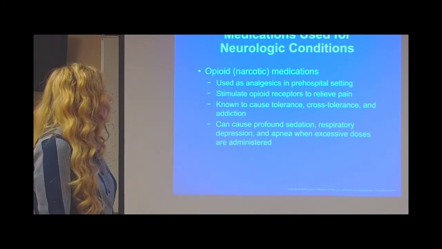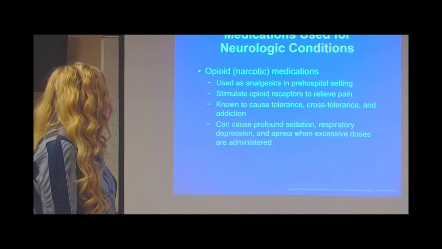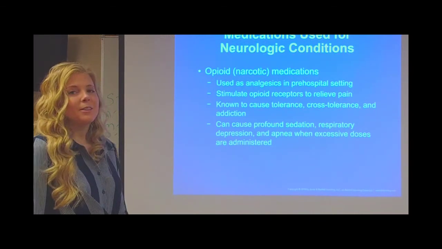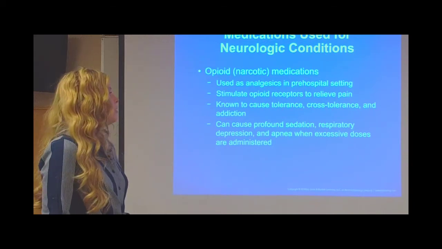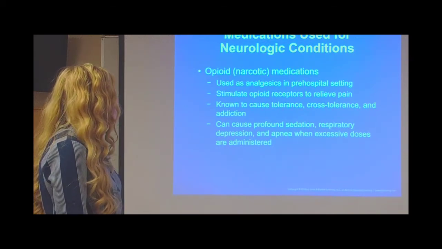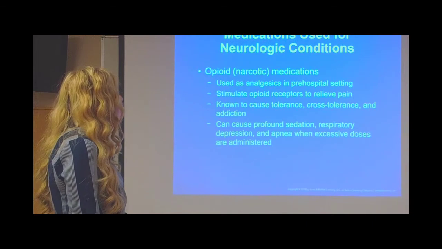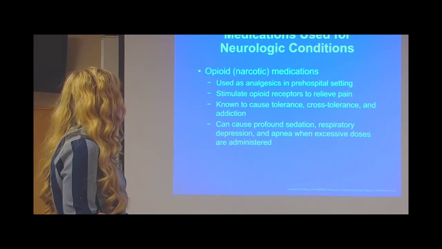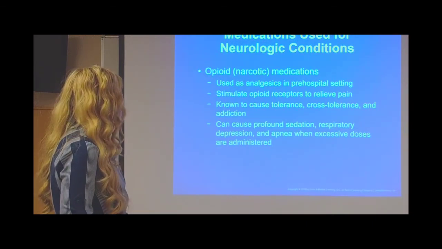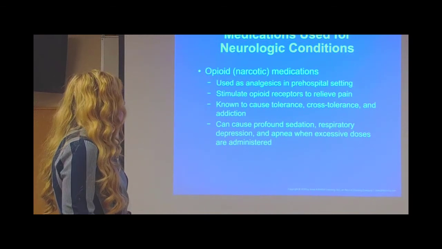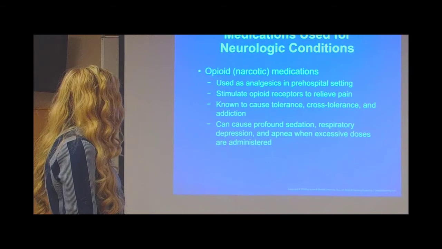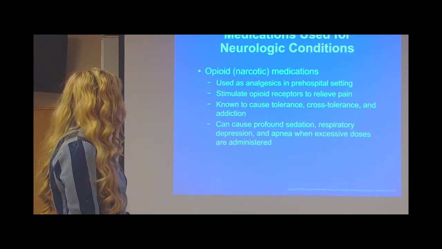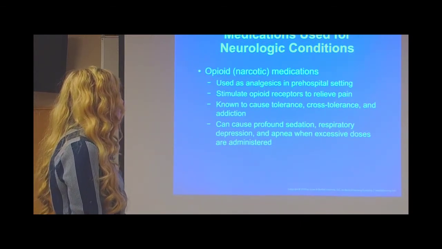Opioid medications are used as analgesics in the pre-hospital setting. They stimulate those opioid receptors. You have 2 different types of opioid receptors, your mu receptors and your kappa receptors. Most just stimulate mu, but tramadol stimulates mu and kappa receptors. They can be known to cause tolerance and cross-tolerance. They can be addictive. And then these are some side effects: sedation, respiratory depression, and apnea.